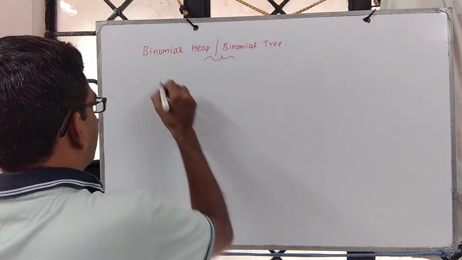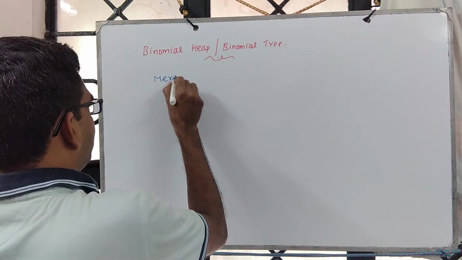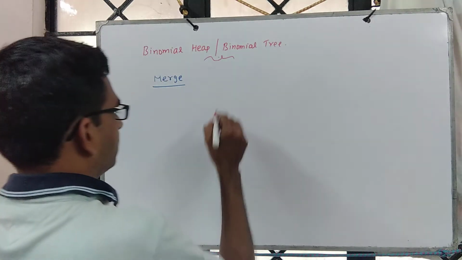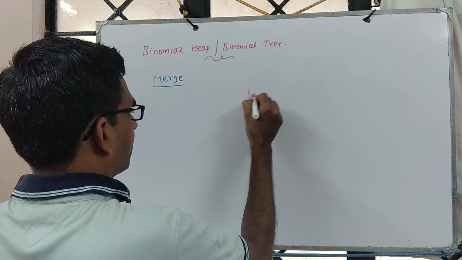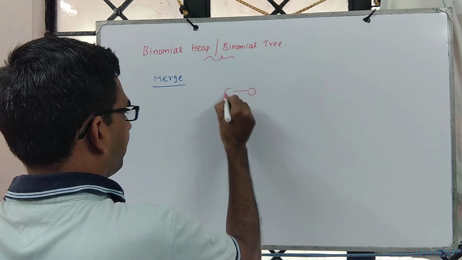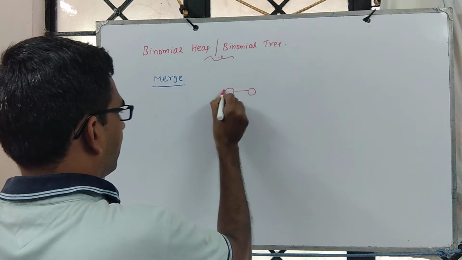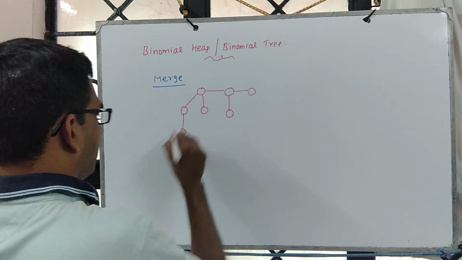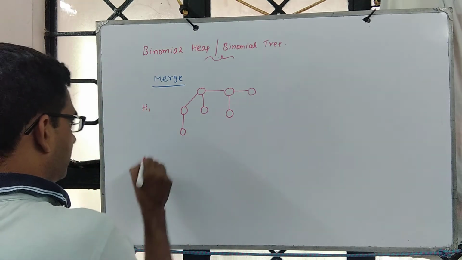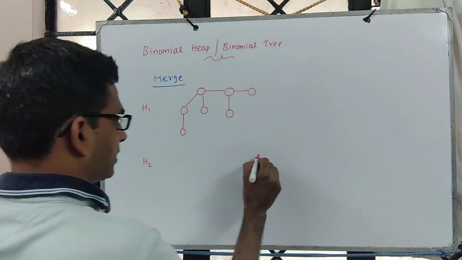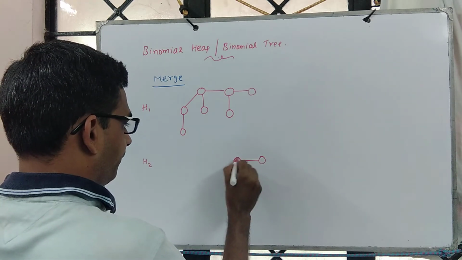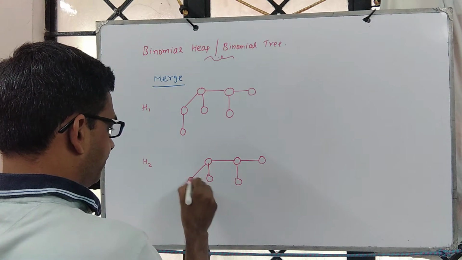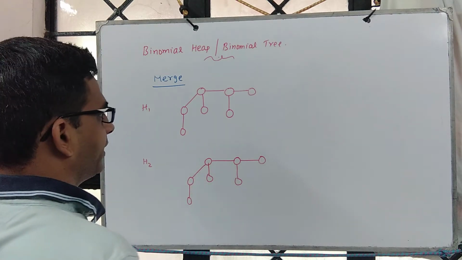So consider the following two binomial heaps. The first one has got B0, a B1 and a B2. The second one also has the same structure, B0, B1 and B2. You can place appropriate values.